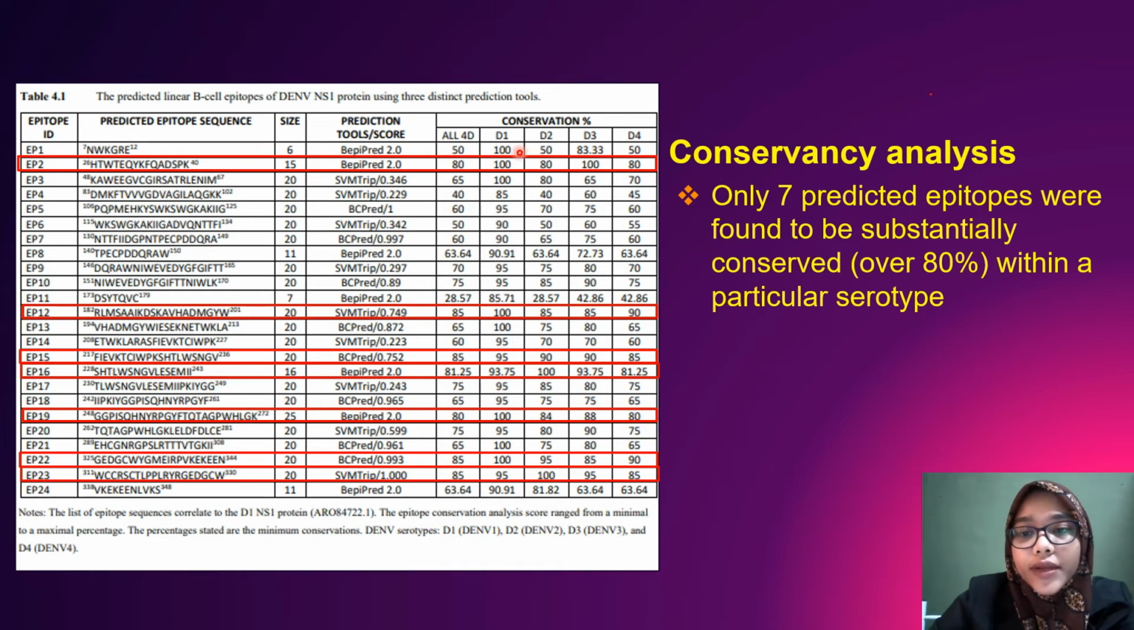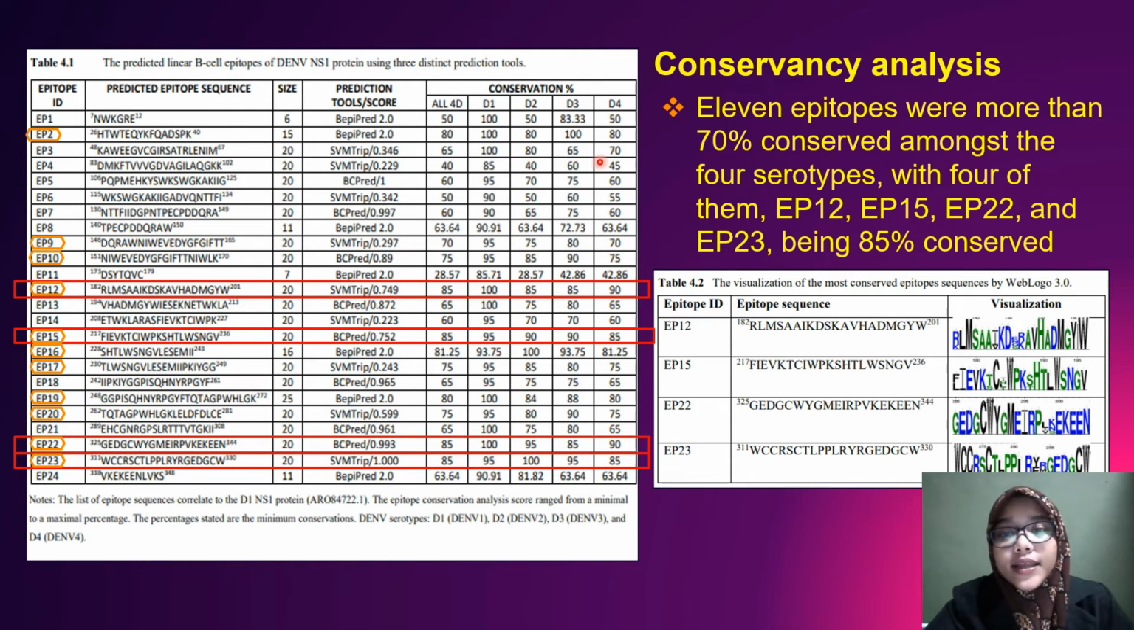There are only 7 predicted epitopes that were found to be substantially conserved, over 80%, within a particular dengue virus serotype. Meanwhile, 11 epitopes were found to be more than 70% conserved amongst the 4 dengue virus serotypes, with 4 of them, which are epitopes 12, 15, 22, and 23, having the highest conservancy level, which is 85%. This table shows the sequence of the conserved epitopes visualized by WebLogo 3.0.